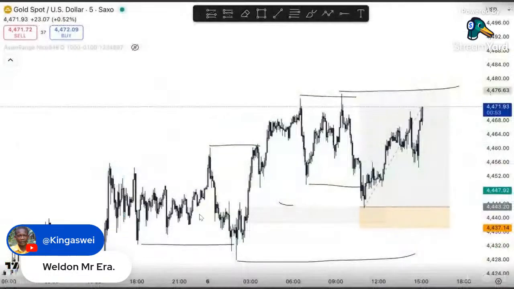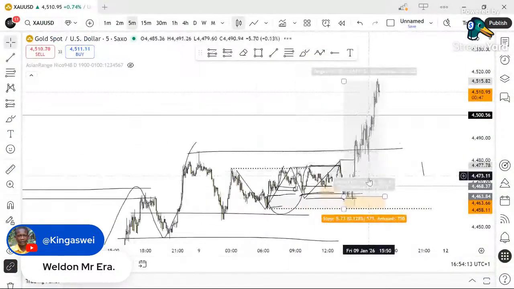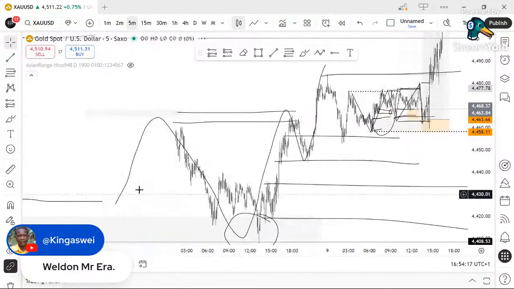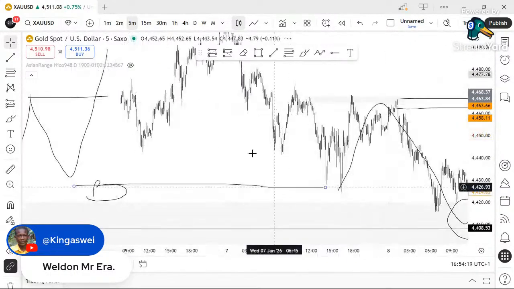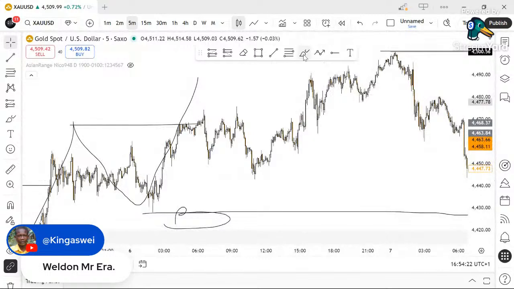Okay, this was one of the trades we took some time back on gold also, which was, let me see. Let me go to my chart to show you guys that trade. My chart cleared, so I believe I'll look for where exactly that trade was. Okay, I think I've seen it. Okay, this was the trade idea also.